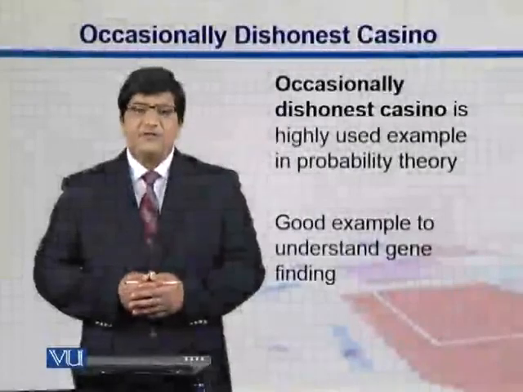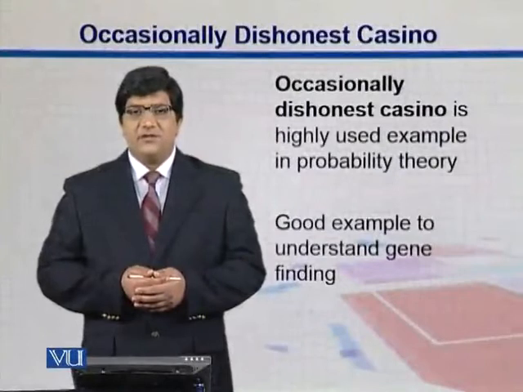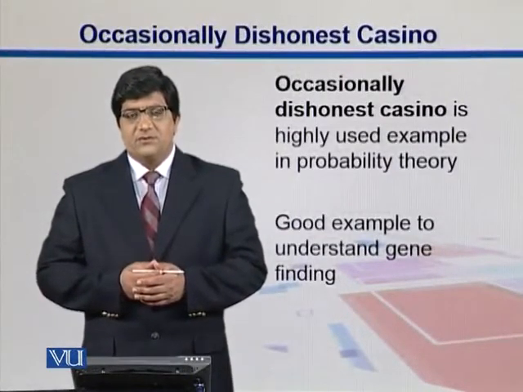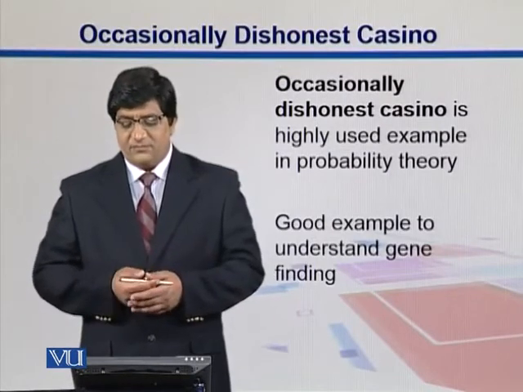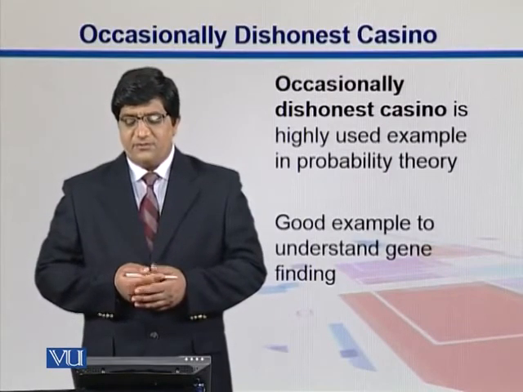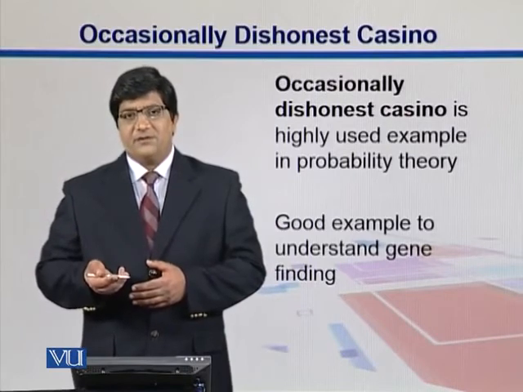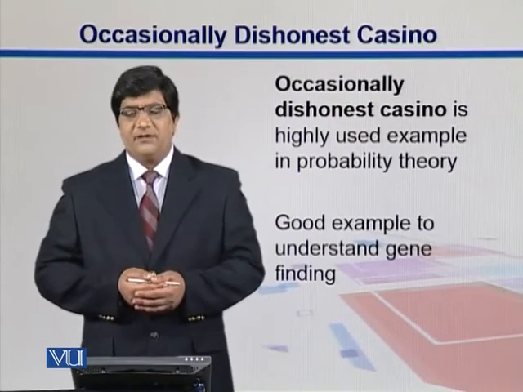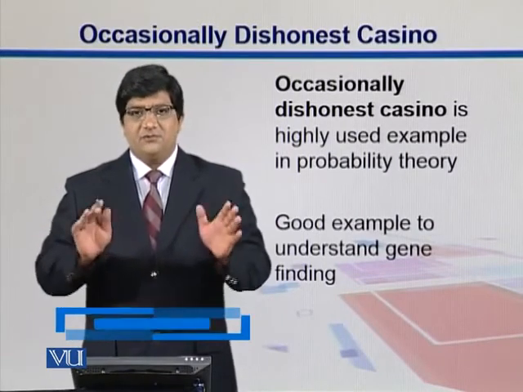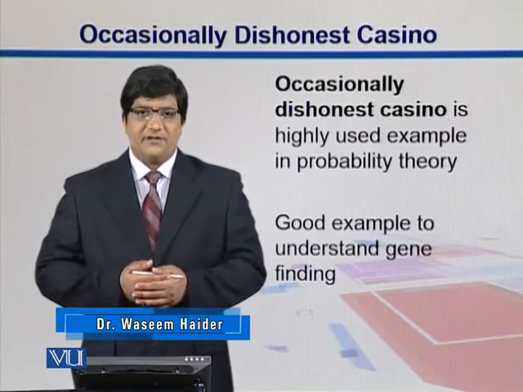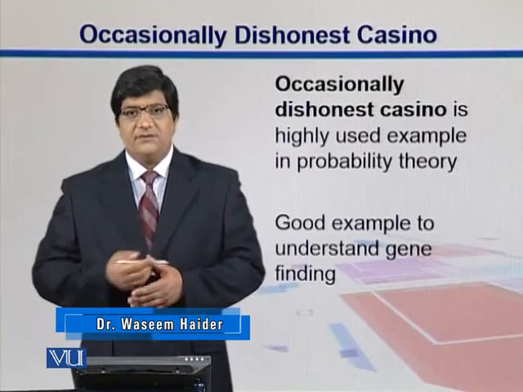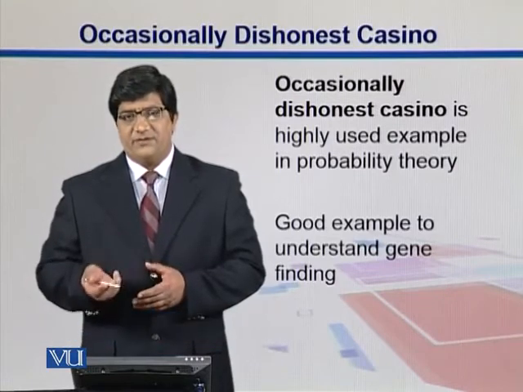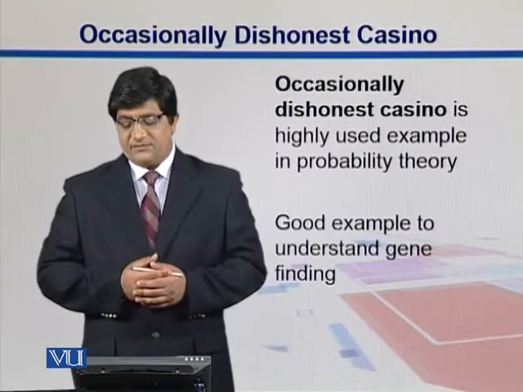Occasionally dishonest casino, guys. This example is used mostly in our probability books where we are talking about gene predictions, etc. So let's go over what this is about. A dishonest casino is not dishonest all the time because they need to run their business. A casino is where people play those games of chance. We don't do that, by the way, but this example is important as far as understanding the probabilistic models for gene finding are concerned.